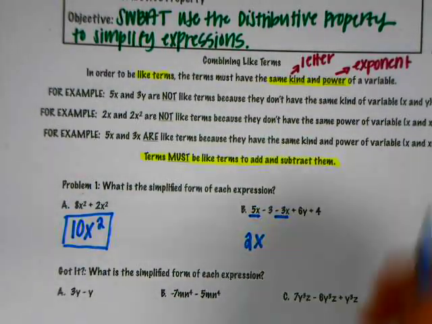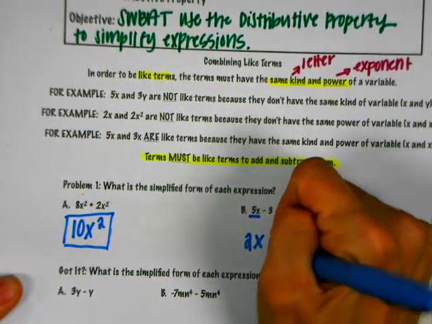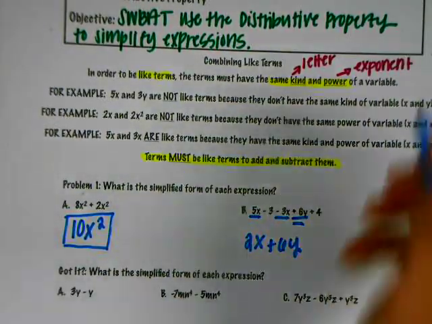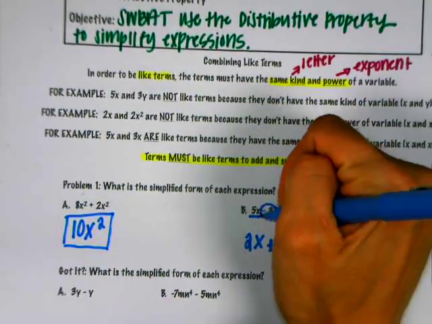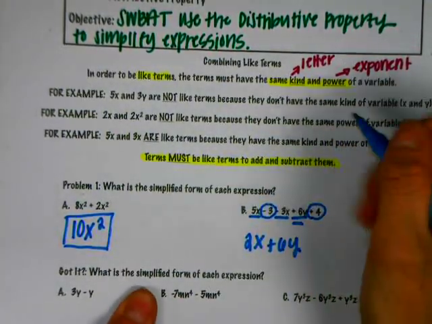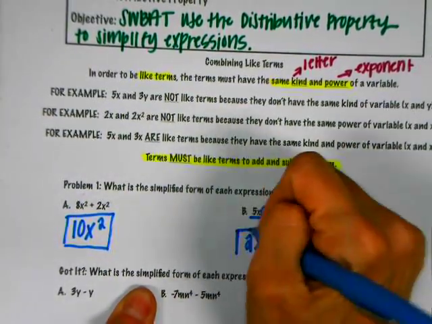And then we have y, but we only have one of them, so there's nothing to combine, so that'll just stay 6y. And then you have just the plain numbers. Those are called constants because they stay constant. So negative 3 plus 4 is positive 1. So you just add to positive 1.